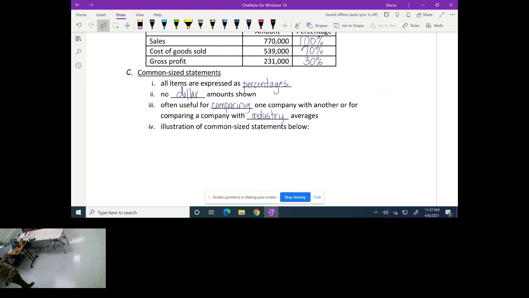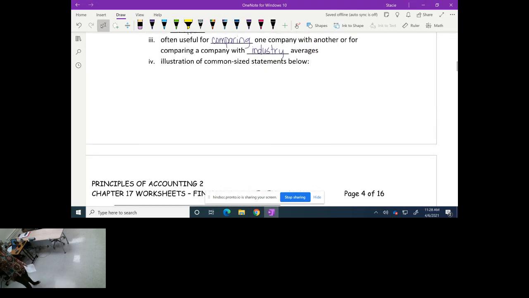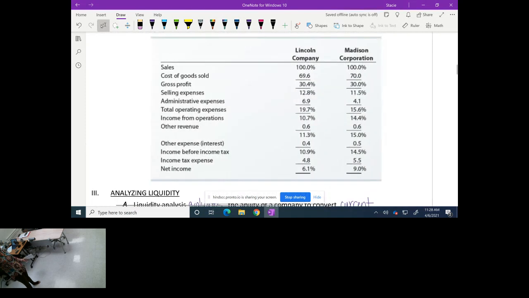Well, obviously they're huge, and if you're just starting out, your dollar amount numbers are going to be vastly different. So one way that you can compare one company to another, especially if they're different sizes, is using these common size statements, because it puts everything on the same level essentially. It also helps you compare with industry averages, which is a good measure to use if you're trying to see, okay, how am I doing in comparison with the rest of this industry?